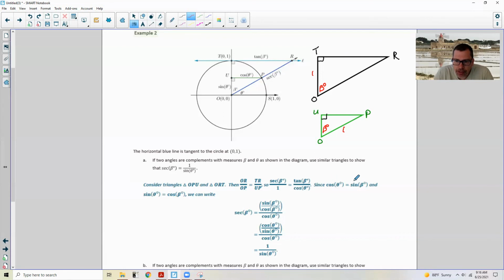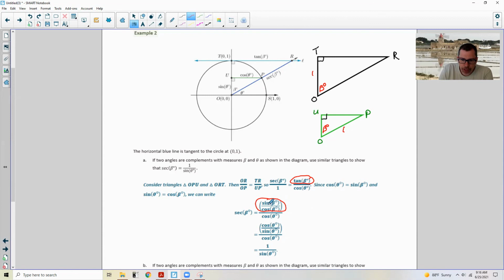Since cosine theta equals the sine of beta, and the sine of theta equals cosine of beta, we can rewrite this as such. We can say secant of beta, which is secant of beta over 1. They're still equal. Just got rid of that 1. And the tangent of beta is sine of beta over cosine of beta. And then we're putting that over this cosine. So this right here is just being substituted by this. Okay? Sine over cosine is tangent. Okay? But then if I take the reciprocal of that, it would be cosine of theta over sine theta.